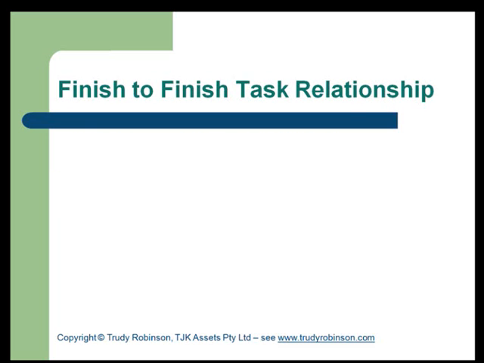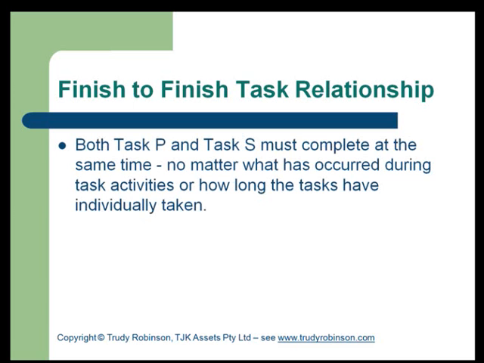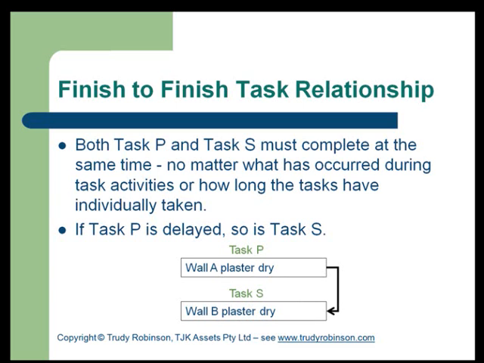The third relationship that's recognised is a finish-to-finish relationship. And obviously this means that both tasks must finish at the same time. No matter what has occurred before the tasks, how long they've taken, which resources have been applied, etc., they both must finish at the same time. So if one task is delayed, then so is the other. So in the instances where we're going to organise a painter to come in and paint a renovated property, we would have to make sure that all the walls were dry, all the plaster was dry in all the different rooms.